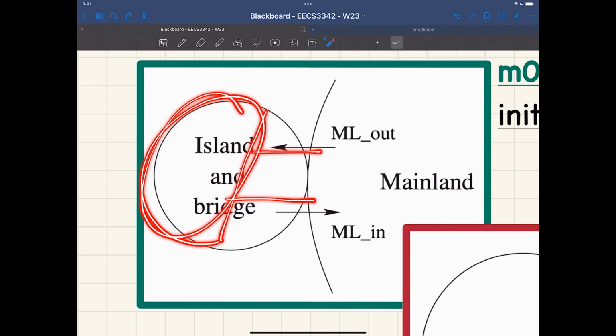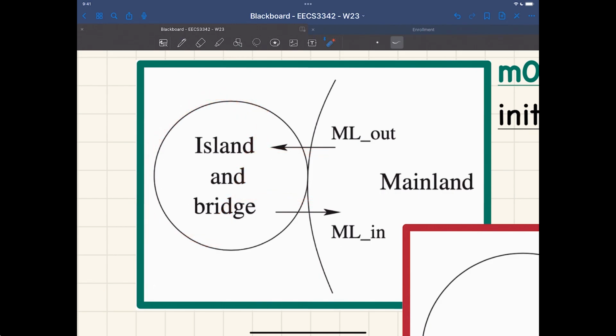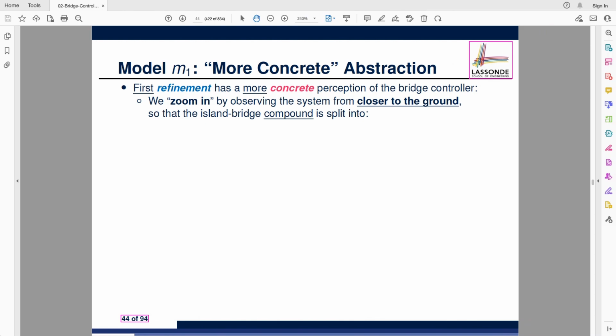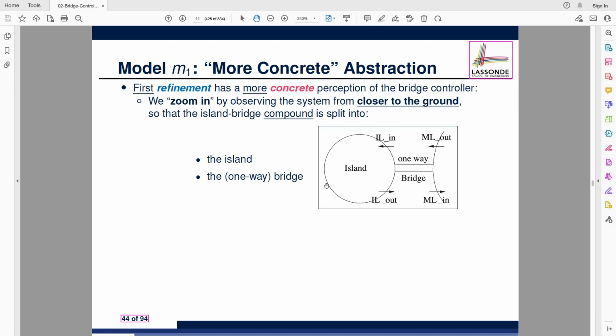Okay, let's see. All right, so we're going to zoom in to see the system in more detail. In that way, we're going to see the island, and we're going to see the one-way bridge. How should the diagram look? So this is the diagram you should now remember for the discussion of refinement number 1. Let's take a look.